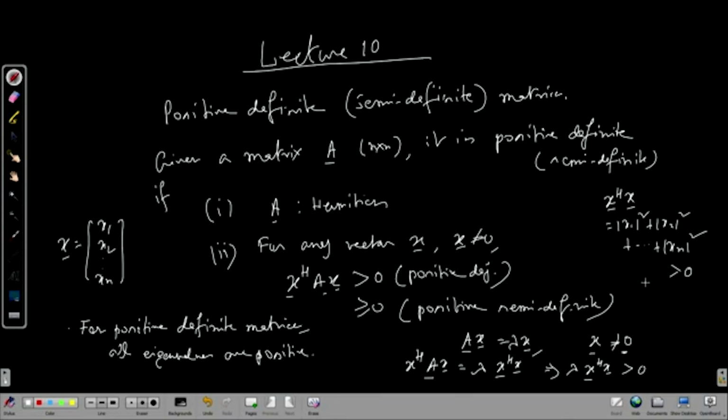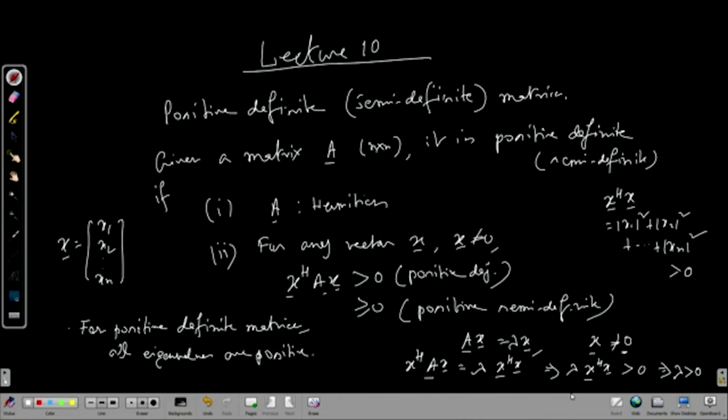So, if this is greater than 0, this means lambda also greater than 0, because this is greater than 0. So, lambda also greater than 0. So, if it is a positive definite matrix, then eigenvalues are strictly positive.